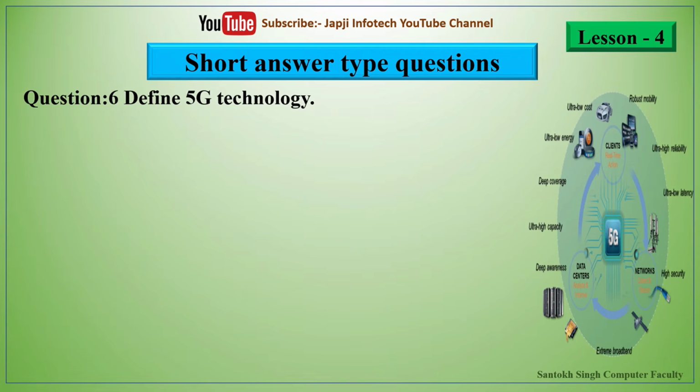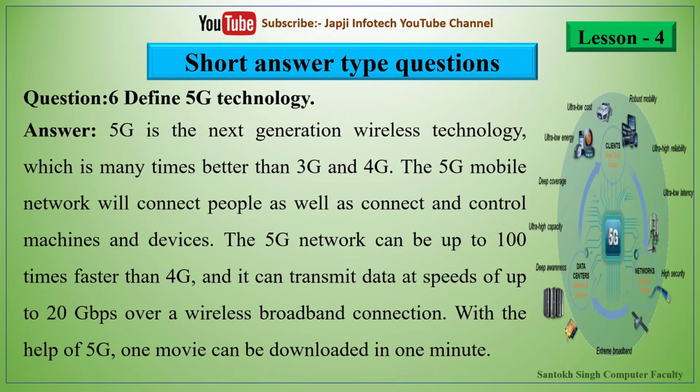And the sixth one is define 5G technology. So 5G is the next generation wireless technology, which is many times better than 3G and 4G. The 5G mobile network will connect people as well as connect and control machine and devices. The 5G network can be up to 100 times faster than 4G, and it can transmit data at speed of up to 20 gigabytes per second over a wireless broadband connection. With the help of 5G, one movie can be downloaded in 1 minute.